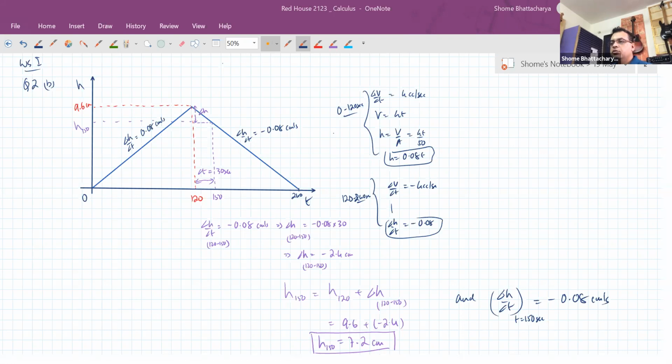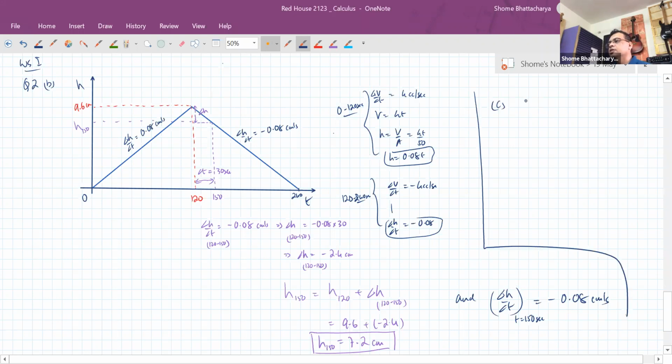Now let's come to the C part. What is the average rate of change of volume in the tank from 60 to 150 seconds? Okay. So I'll repeat the question. Average rate of change of volume with respect to time we have to calculate from 1 minute to 1.5 minutes. That is 60 seconds to 150 seconds. So this C part in the same question is the average rate of change of volume from 60 to 150 seconds.